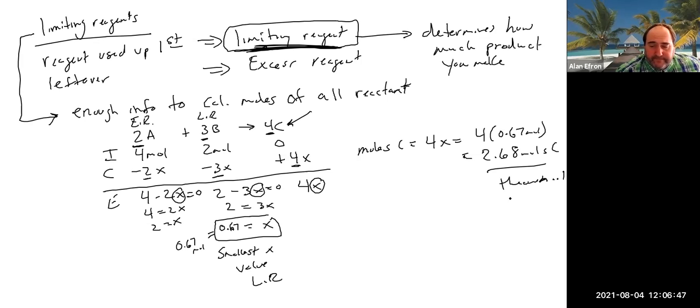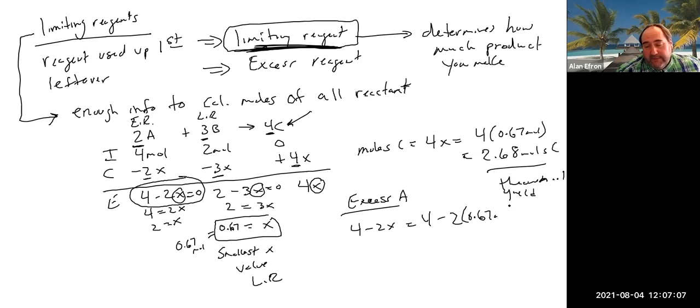And if we want to figure out how much of our excess reagent was left over, we could simply go back to our excess reagent, which in our example here was A, I believe. And we see that it is equal to 4 minus 2x, which means 4 minus 2 times 0.67 moles. And again, we could very quickly figure out how much of our excess reagent was left over, which in this case would be 2.66 moles of A left over.